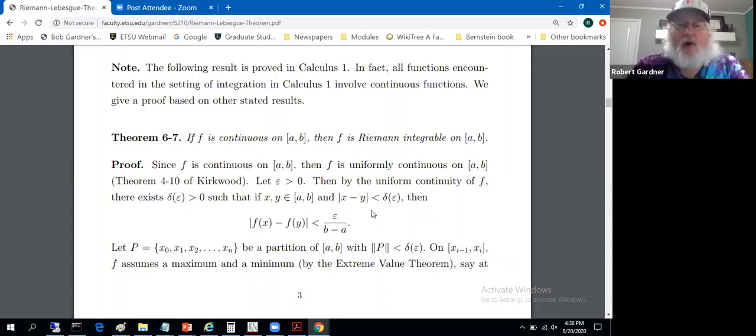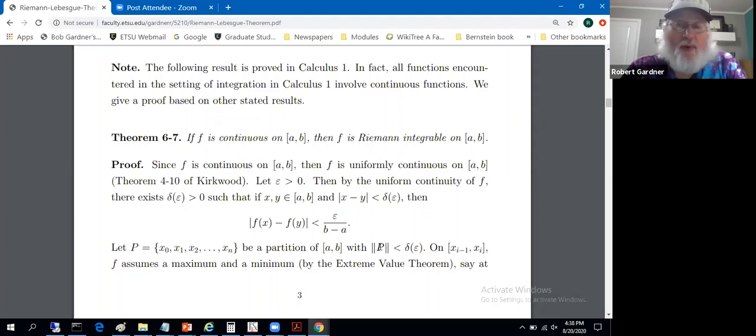Okay, so here's how we're getting into this. Let P be a partition of the interval from a to b such that the norm of P is less than this delta value. So what that means is, if we look at the interval x sub i minus 1 to x sub i, how big is that interval? Well, it's x sub i minus x sub i minus 1.